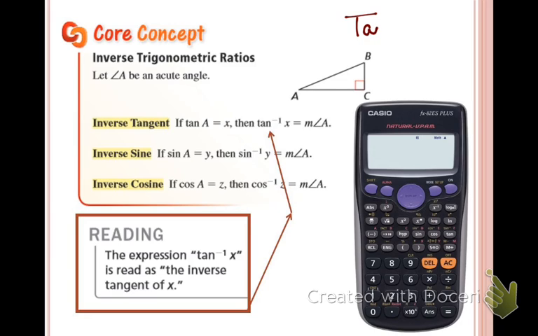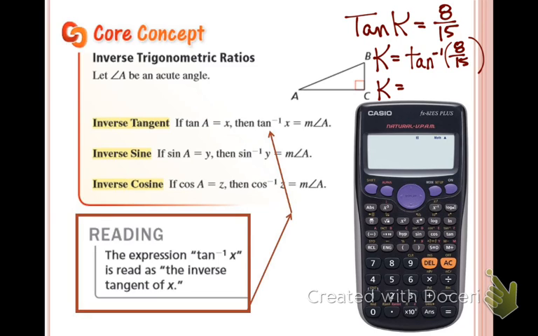So we currently have, on the screen, tangent of k equals 8/15. To solve for k, you need to get rid of tangent. You have to use the inverse of tangent. So you'll hit that second, or that shift tangent, and a parenthesis will open up. Now you're going to type in 8/15, or 8 divided by 15, and hit equals.